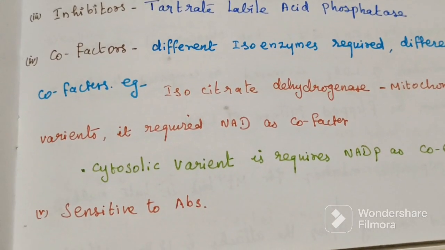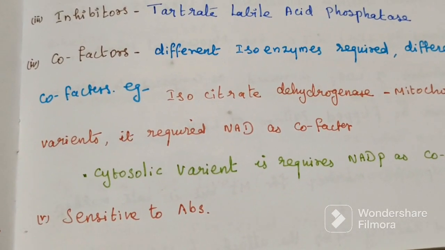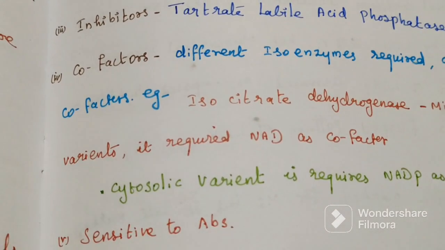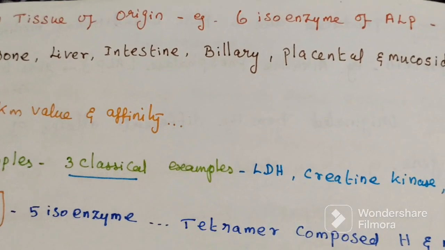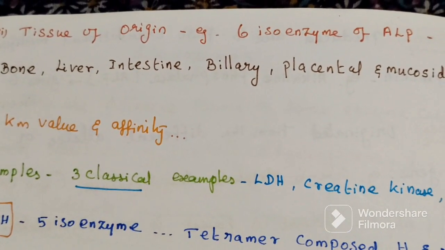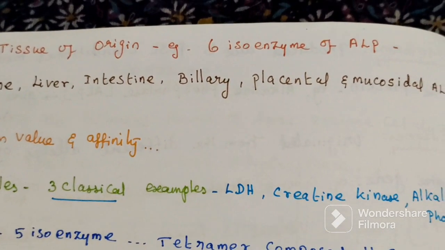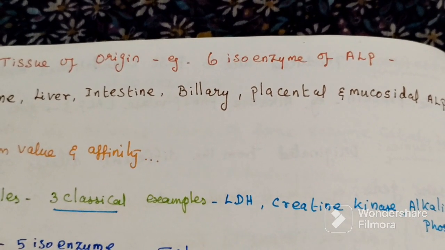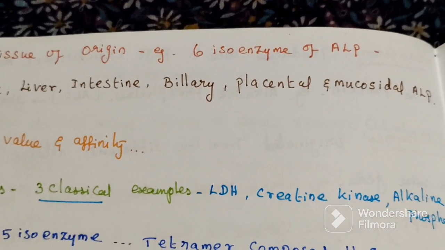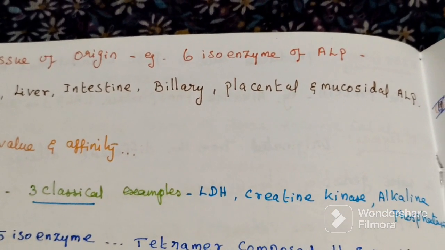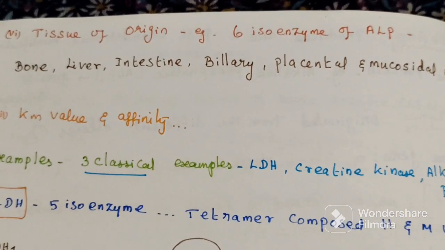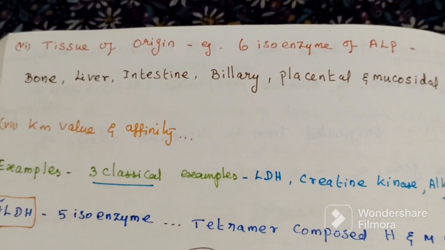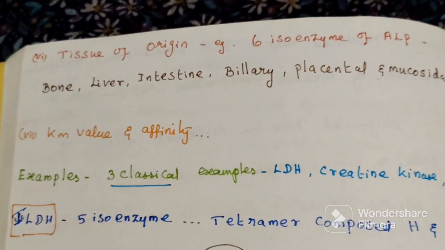Different isoenzymes are sensitive to different antibodies. Sixth, tissue of origin. For example, there are 6 isoenzymes of alkaline phosphatase: bone, liver, intestine, biliary, placental and mucosal alkaline phosphatase. Seventh one is Km value and affinity. These are the characteristics which differ from each other.